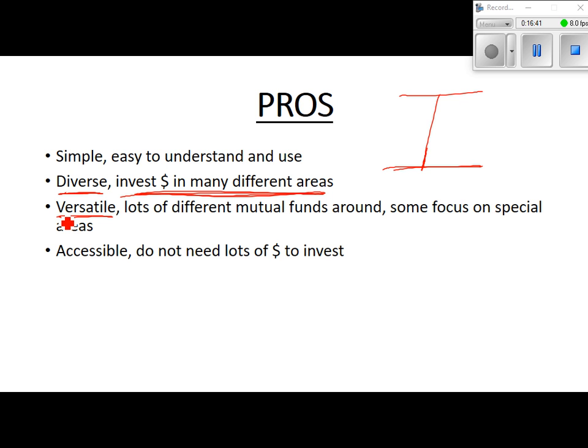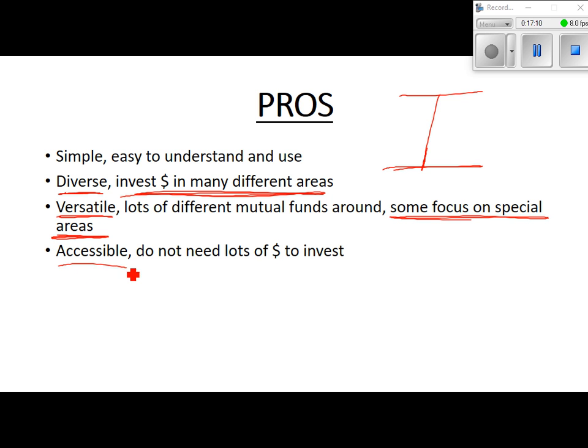So it's just many, many different things. So if you have something, you're thinking that, all right, robotics is going to go up a bunch here in the next few years for some reason, and you can go out and search and find some mutual fund that deals mainly with robotics or whatever, or computers or whatever it is, and invest in that.